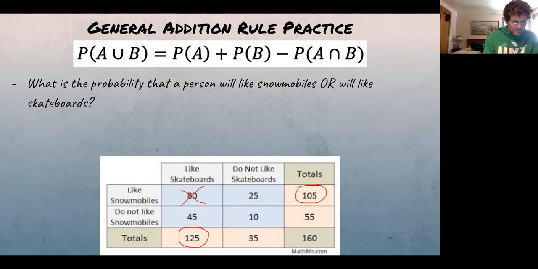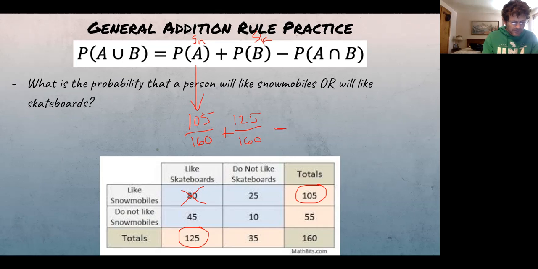So the probability is technically, if I bring this down, it's going to be the probability if A is liking snowmobiles and B is liking skateboards, then here's what I can say. The probability of liking a snowmobile is 105 out of 160, plus the probability of liking a skateboard is 125 out of 160, minus the probability of A and B.